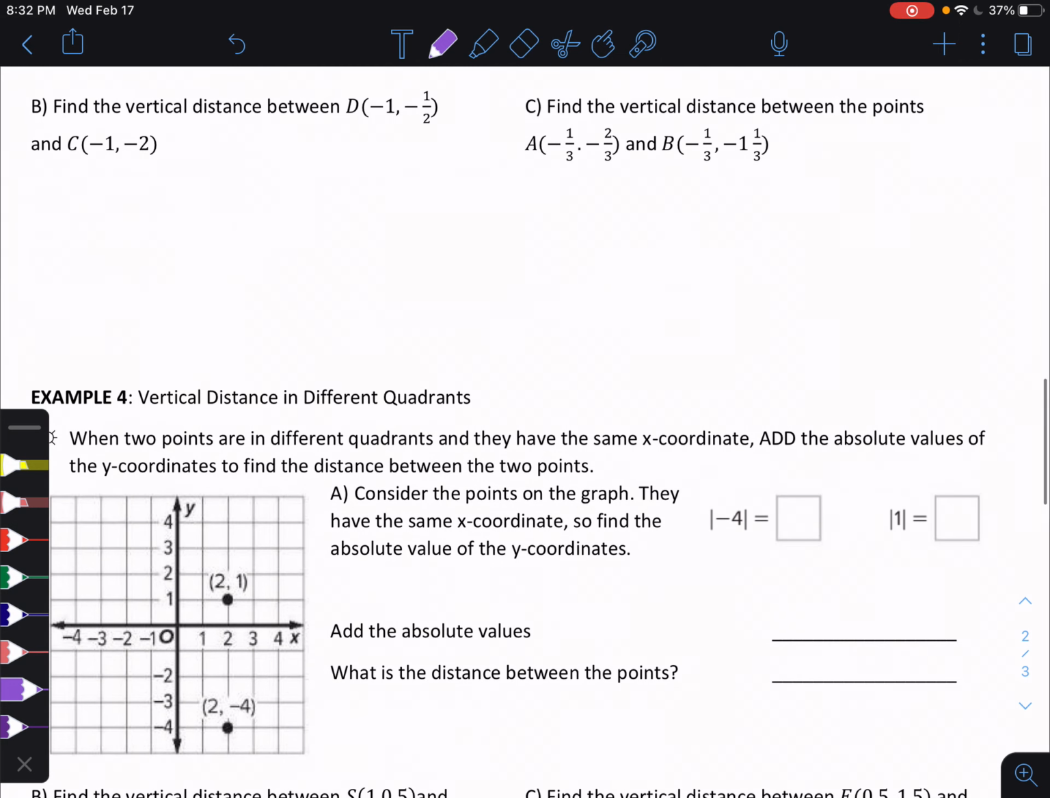So it says find the vertical distance between (-1, -1/2) and (-1, -2). My x coordinates are the same. So I'm going to take the absolute value of the y coordinates and I'm going to subtract them. So the absolute value of -1/2 is +1/2. The absolute value of -2 is +2. And I'm going to do 2 minus 1/2. And I get 1 1/2, and I'm going to add units.